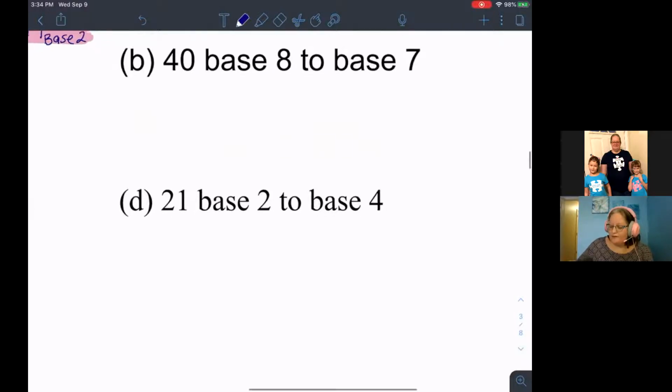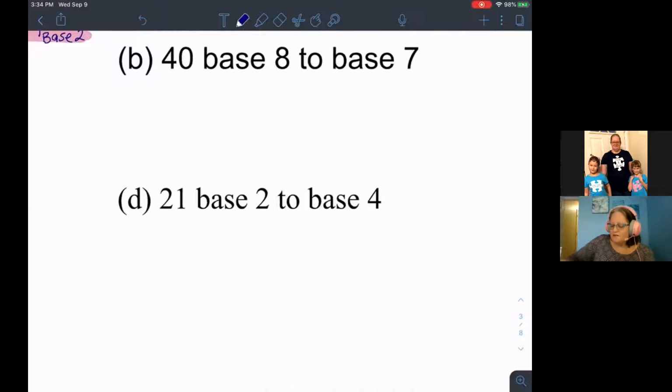So we're going to go from base 8 to 10. So in order to do that, we need to multiply by the place value. So the 0 in this first column would be multiplied by 8 to the 0, which would be 1. And then 4 would be multiplied by 8 to the first, which is 8. So 0 times 1 is 0. And then we're going to add that to 8 times 4, which would be 32. So 40 base 8 is the same as 32 base 10.